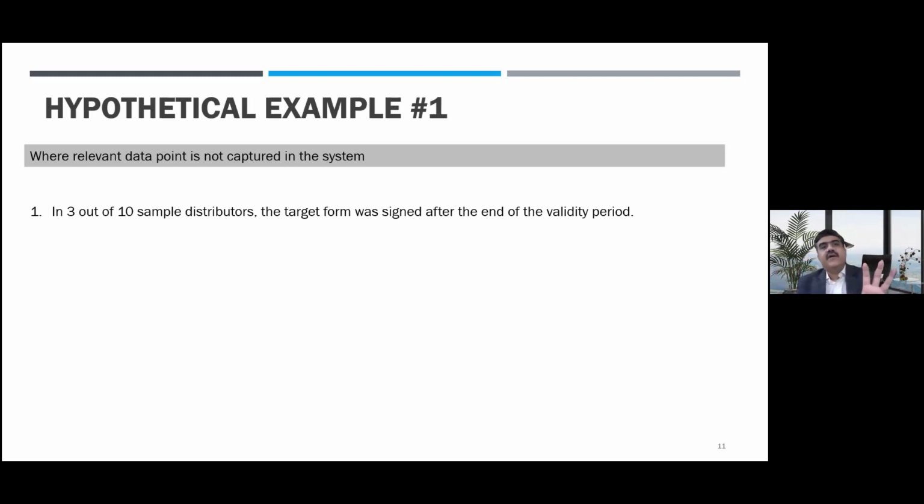One, where the relevant data point is not captured into the system, and second, where all the relevant data is captured in the system. Like in this example, we'll have to do sample-based testing only, because the target form signing date is not there in any system. So somebody will have to look at the system, look at the physical form, and find out whether it was on time or not.